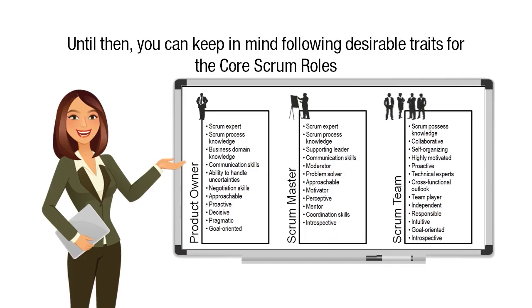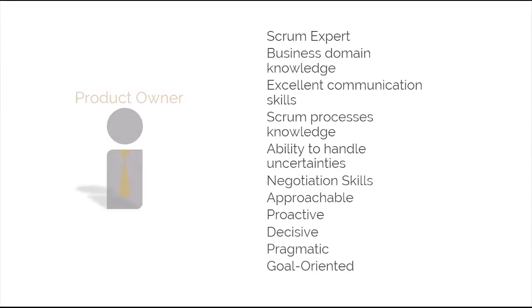We've just finished going over the core Scrum roles in detail. The responsibilities of each role will be further detailed when we address each Scrum process individually. Until then, you can keep in mind the following desirable traits for the core Scrum roles. For the product owner, you want someone who has Scrum expertise, business domain knowledge, excellent communication skills, Scrum process knowledge, ability to handle uncertainties, negotiation skills, someone who's approachable, someone who's proactive, decisive, pragmatic, and goal-oriented.